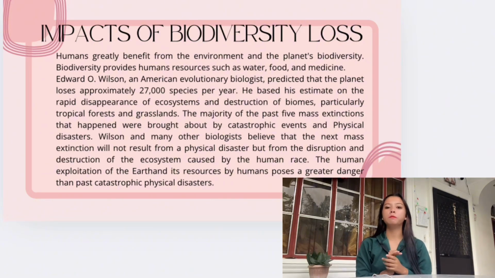Now, let's talk about human health. Biodiversity loss affects human health in various ways. The loss of medicinal plants reduces our access to natural remedies. Ecosystem disruption can lead to the emergence of new diseases and the spread of existing ones.